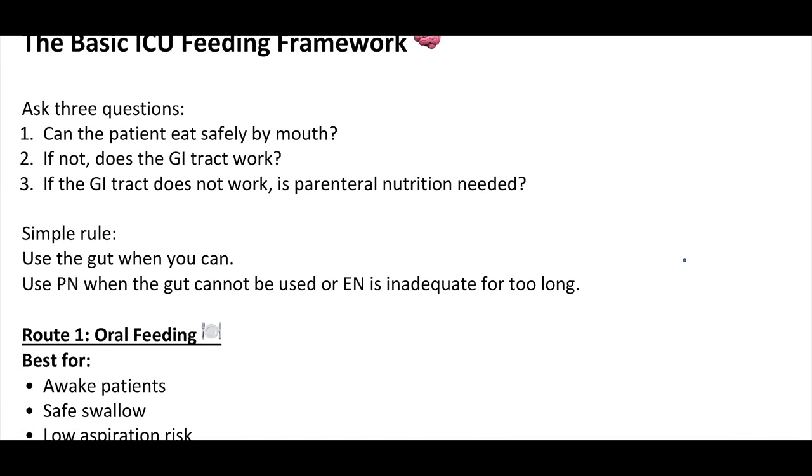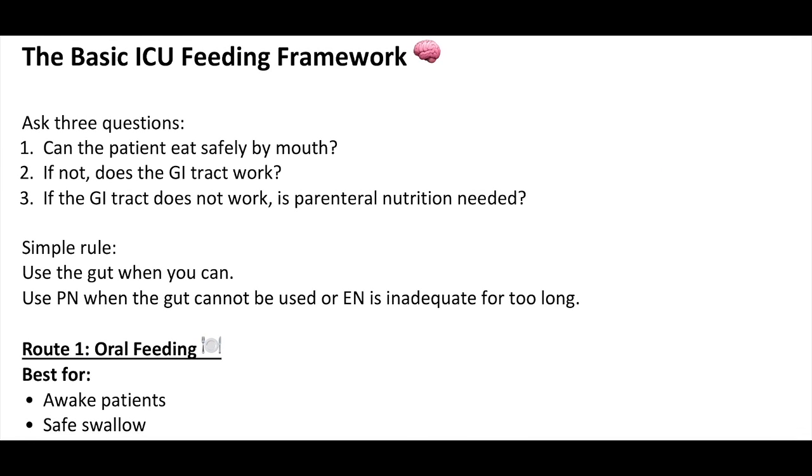All right, basic ICU feeding framework. We often ask ourselves a couple different questions. The first is, can the patient eat safely by mouth, just like they would normally at home? If the answer is yes, feed them by mouth. If the answer is no, the second question is, does the GI tract work, right? Do they have an ileus or bowel obstruction or mesenteric ischemia or a number of other conditions that we will describe, right? If the GI tract works, we should feed it. If it doesn't, then the third question is, do we need to start parenteral nutrition, IV nutrition?